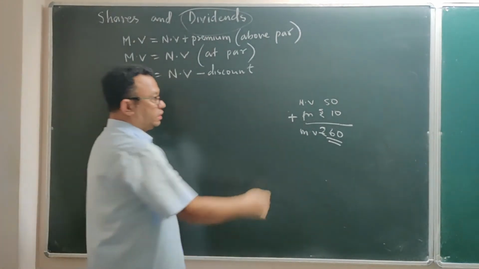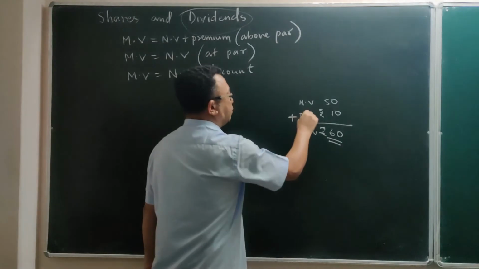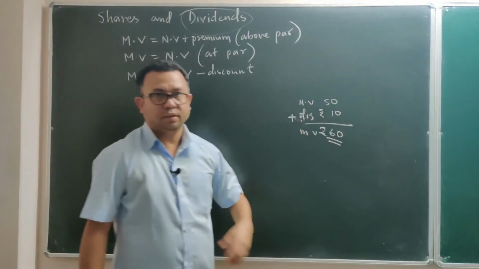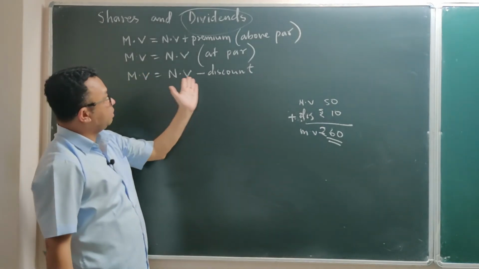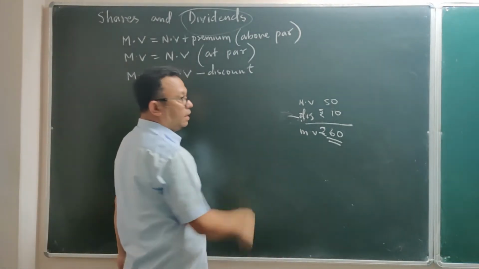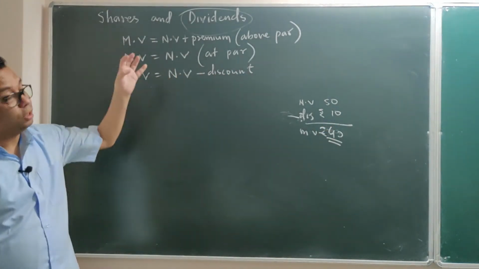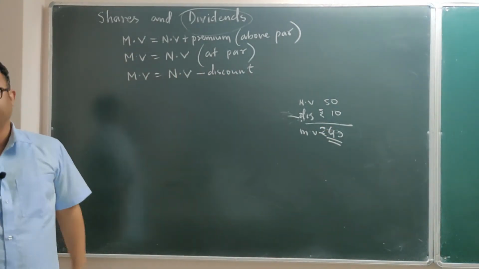For example, if instead of premium, discount is given as 10 rupees, and nominal value is 50 rupees, then if I want to find the market value, it is nominal value minus discount. Rather than adding here, I have to subtract. So it becomes 40 rupees.